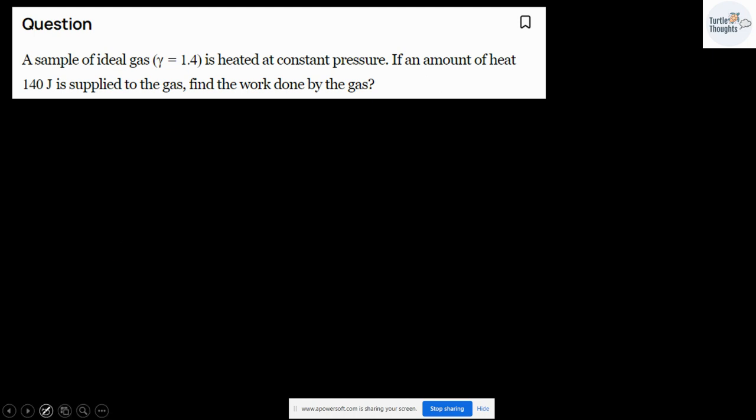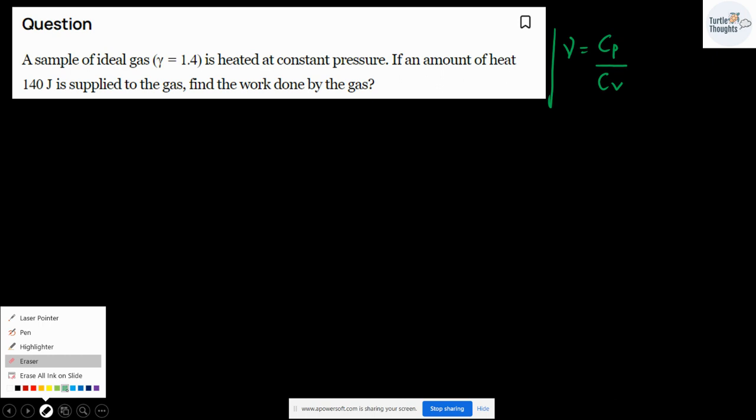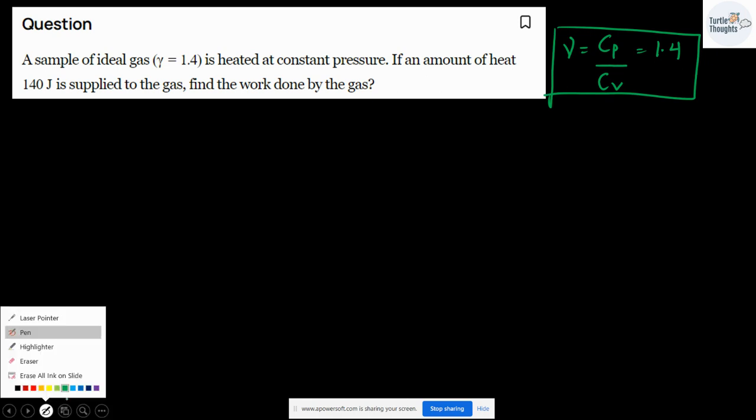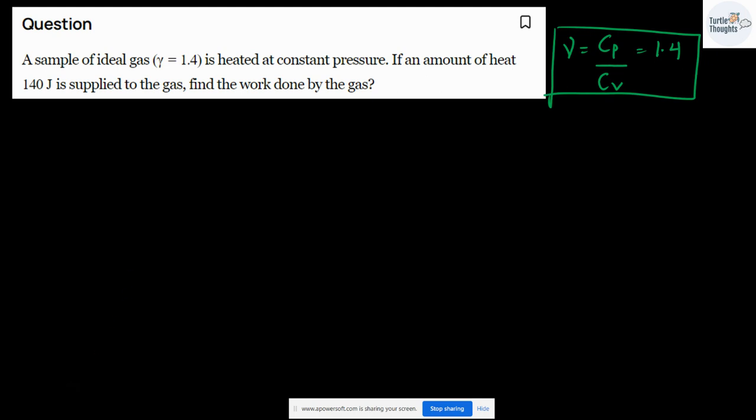Now, let me tell you what is gamma. Gamma is the ratio of Cp over Cv, specific heat at constant pressure divided by specific heat at constant volume. That value is gamma and that is given over here as 1.4. So let me write, this is equal to 1.4. All right. Now let me come back over here.